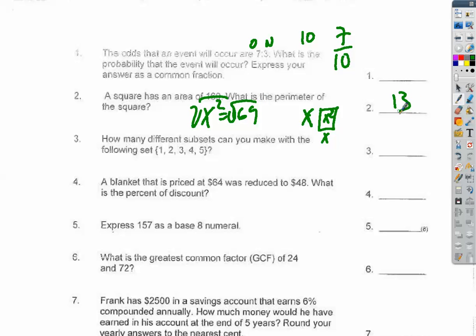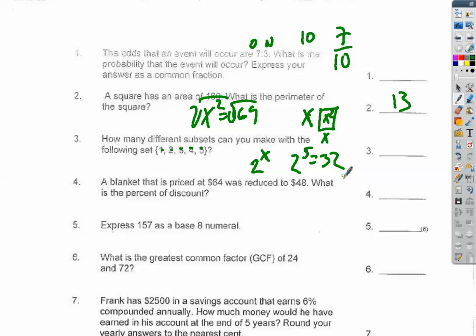How many different subsets can you make of the following data set? Now, we learned that you always have 2 to an exponent for our subsets, and we have 1, 2, 3, 4, 5 total numbers that can make up our subsets. So we have 2 to the 5th, which is 32. That's the answer.